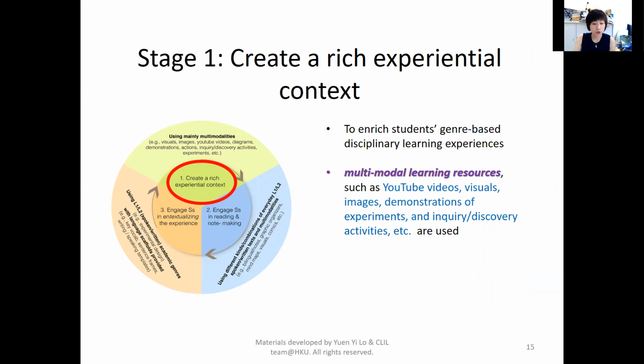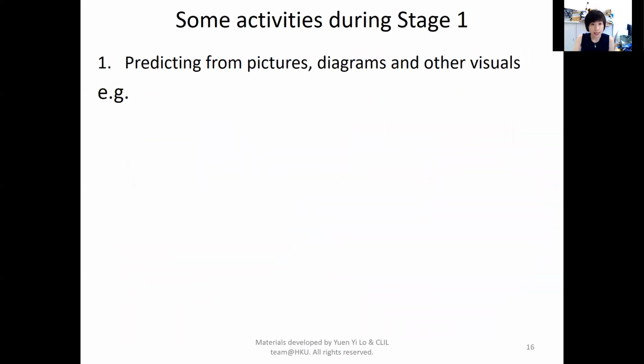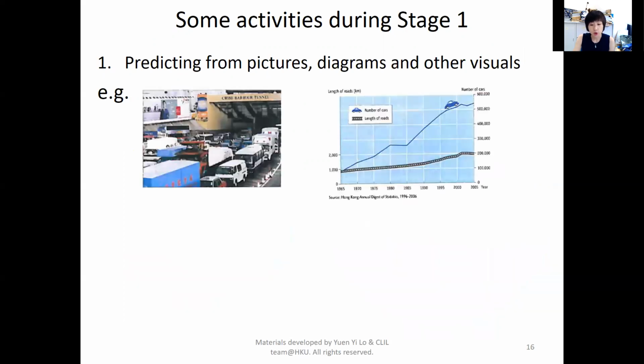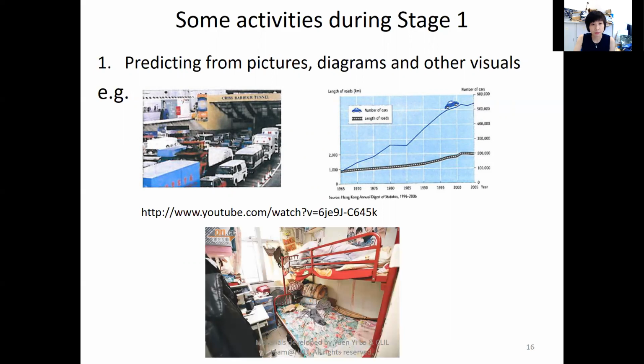Stage 1 aims to create a rich experiential context and arouse students' interest in the topic. In this stage, multimodal learning resources such as video clips, pictures, demonstrations are very useful. For example, we can show students pictures, graphs, or video clips and prompt students to predict what the topic is about. And we also check how much they know about the topic.